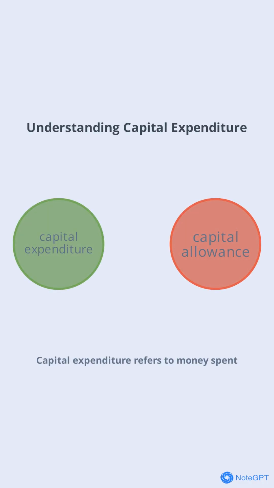Capital expenditure refers to money spent on acquiring or upgrading physical assets like machinery. For ABC SDN BHD, RM 100,000 was spent on purchasing machinery. Unlike regular expenses, capital expenditure cannot be deducted directly from income. Instead, companies claim capital allowances over several years, spreading the deduction. This ensures that the tax benefit matches the asset's useful life.